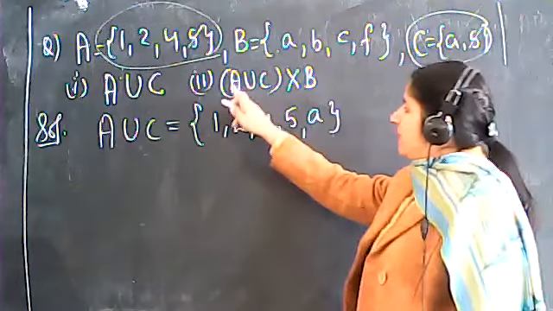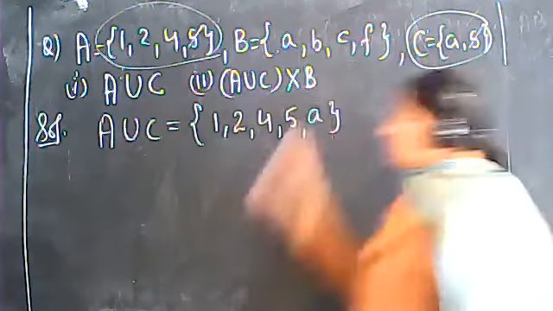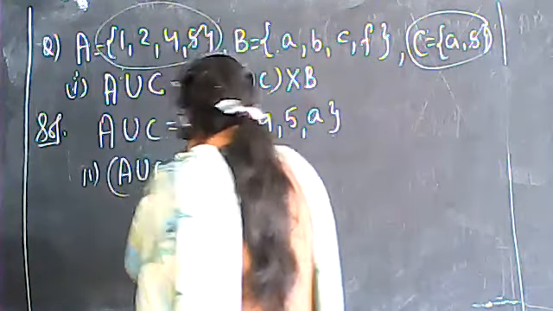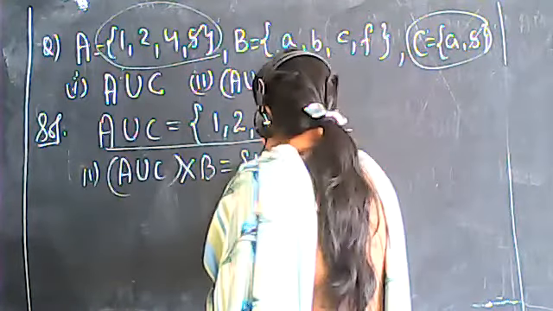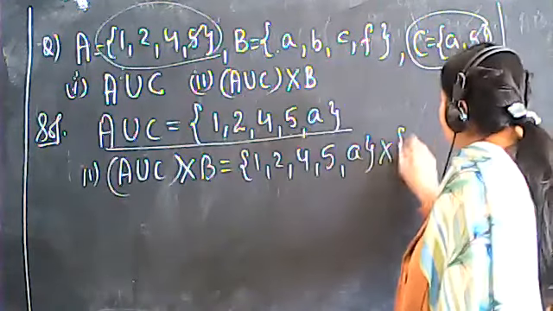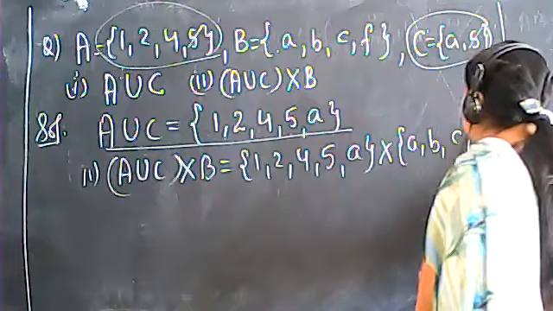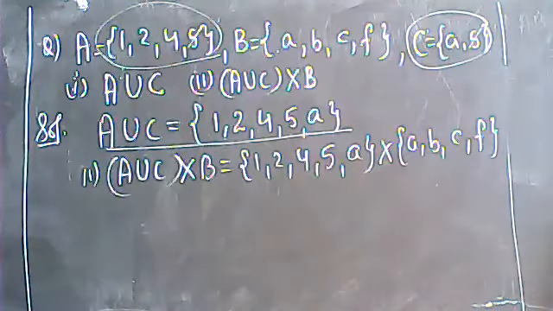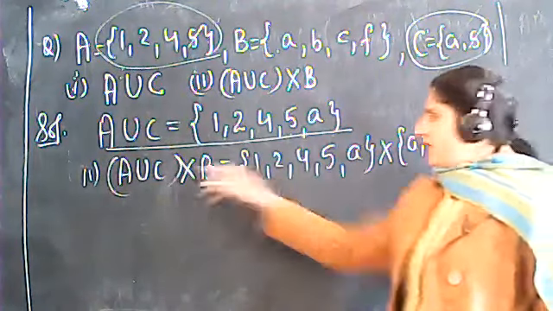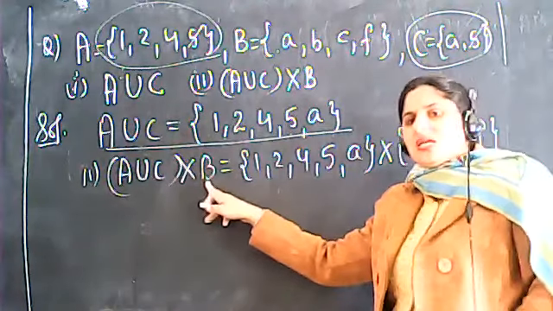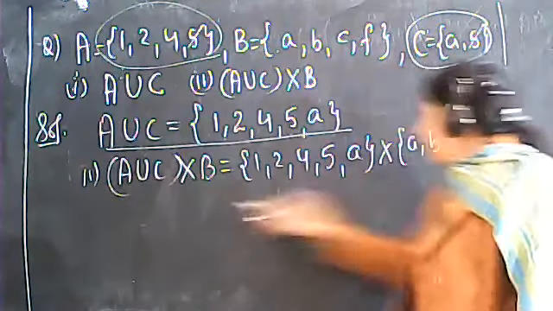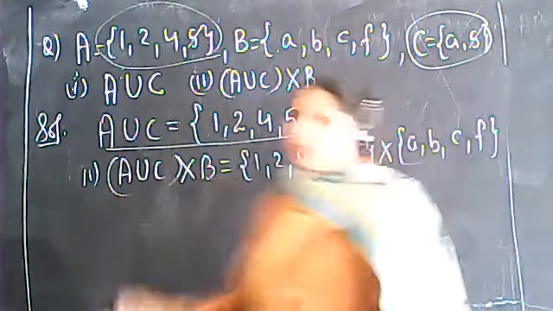Now what is the second part? Find A union C cross B. This is the set A union C, that is 1, 2, 4, 5, A. And what is the set B? This is equals to A, B, C and F. So what is the meaning of Cartesian product? Cartesian product of these two sets means the collection of ordered pairs, in which first element belongs to the set A union C and second element belongs to the set B. So what are the different pairs?